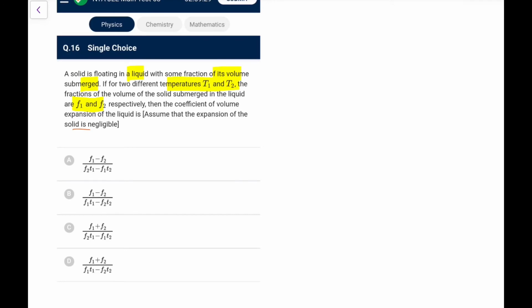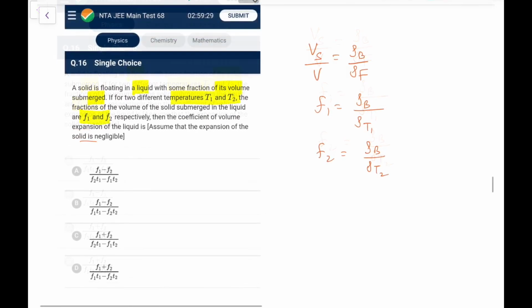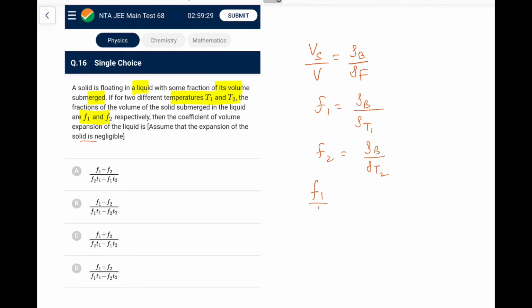So first of all, we know the fraction of volume submerged to the total volume is always equal to rho of body upon rho of fluid, for sure, that you know. So at the first temperature, this fraction F1 is equal to, because rho of body remains same, rho of fluid, let's call it rho at T1, and F2 would be equal to rho B upon density at T2. So now F1 upon F2 is density at T2 upon density at T1. Okay, so this is what we have got.